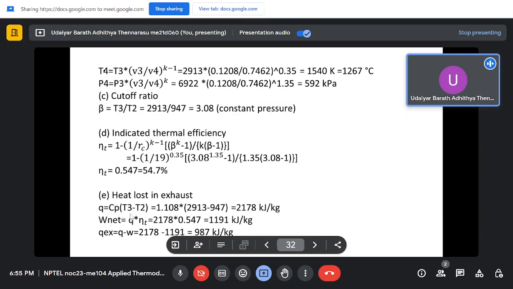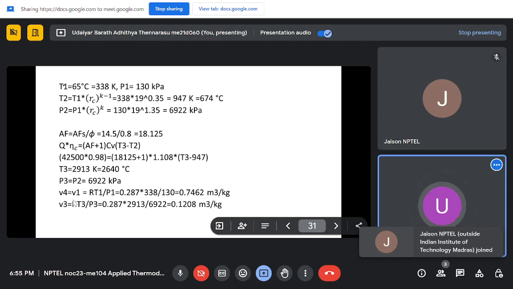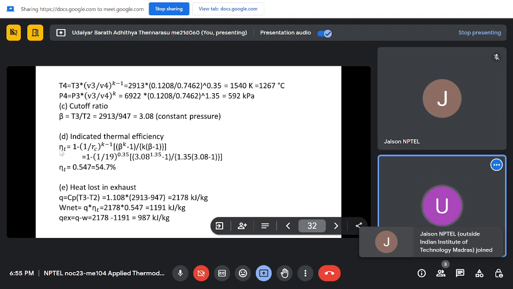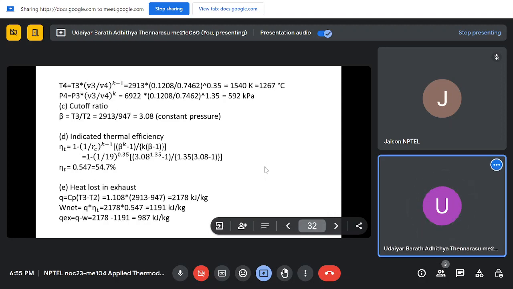Then W net will be Q times the thermal efficiency. The thermal efficiency we have already calculated as 54.7%, so it will come out to be 1191 kilojoule per kg. Sorry, this is Q in, which is happening at constant pressure, Cp. So Q in is Cp (T3 minus T2), and it will come out to be 2178 kilojoule per kg.